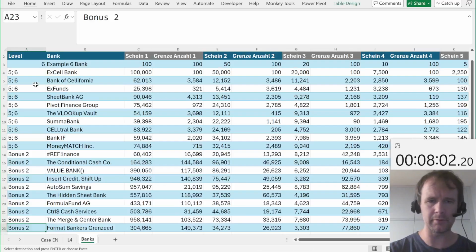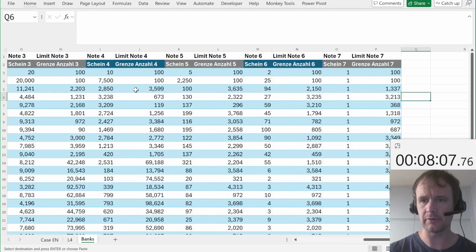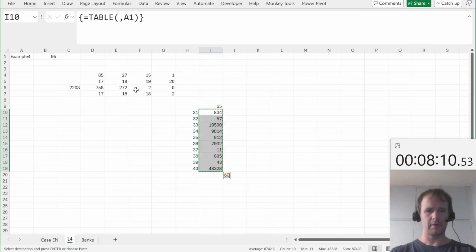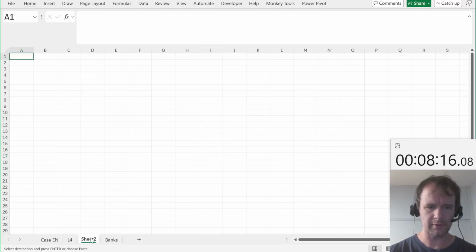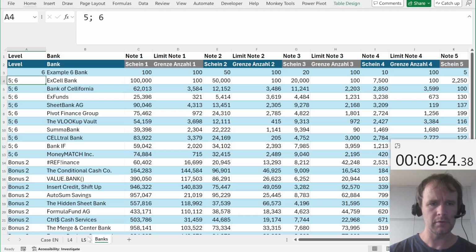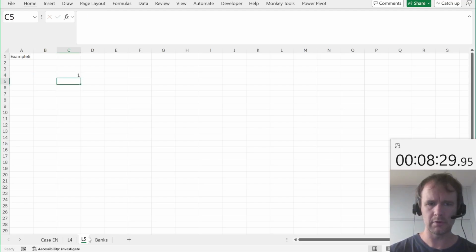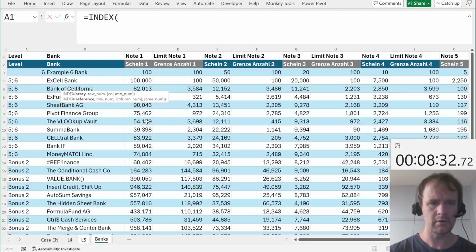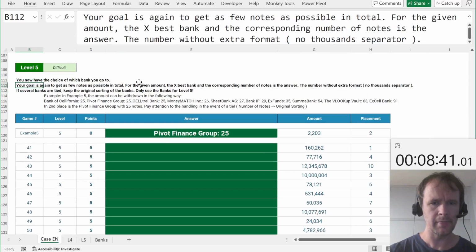Now we've got to apply that to a bunch of banks. So note 1, amount, note 2, note 3, note 4, note 5, note 6, note 7. Oh my god, okay. Fine. So, yeah, I guess let's just do a new one, example 5. So, let's do it like this one. Do index of. Oh, sorry, that's a different. Oh, sorry, that's for level 6. Yeah, fine.